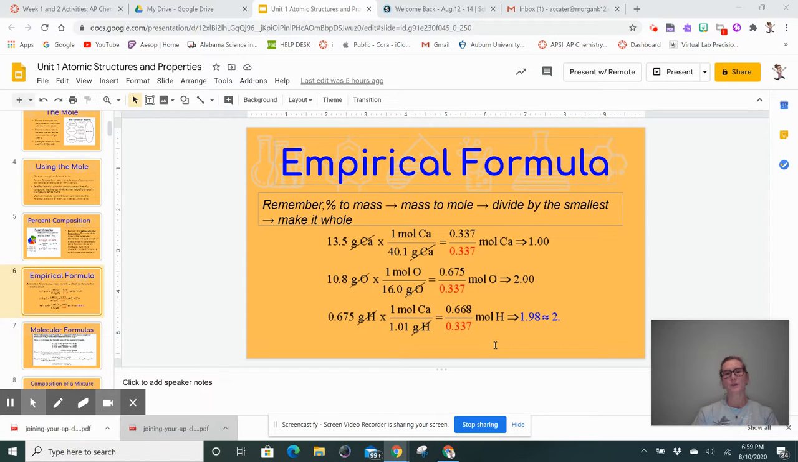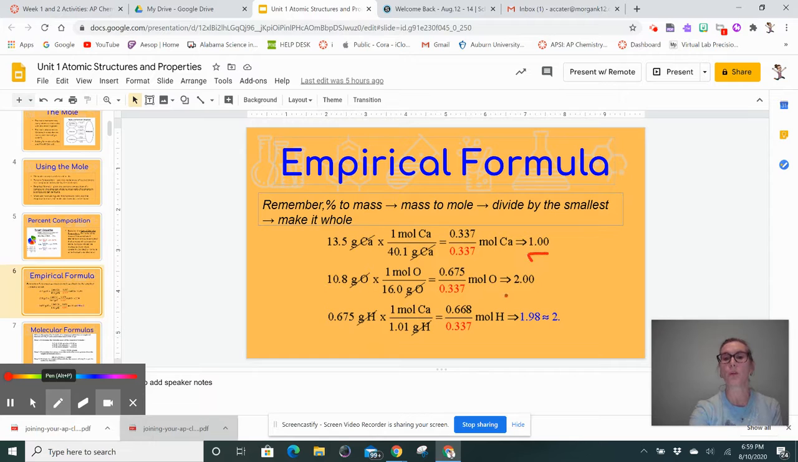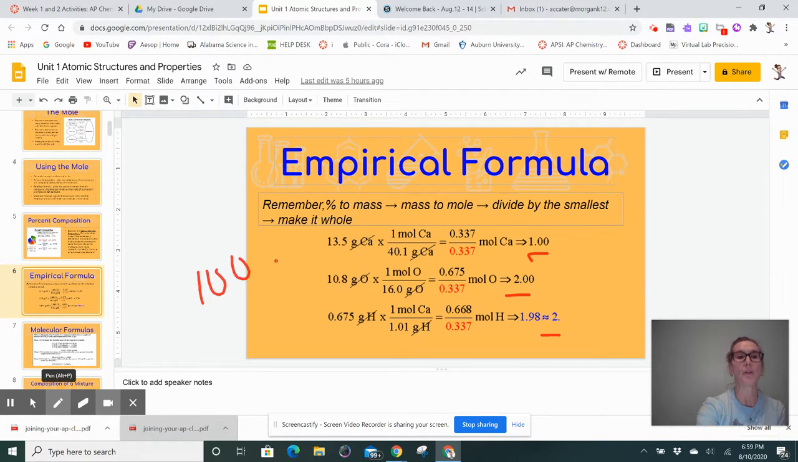Okay, so we left off talking about empirical formulas, how to get the smallest whole number ratio, and we said we divide the mole amount of each element by the smallest molar amount, and that gives us our whole number ratio here. Remember that if they don't tell us the total number of grams, we always assume that it's 100, and that's how we can get this.